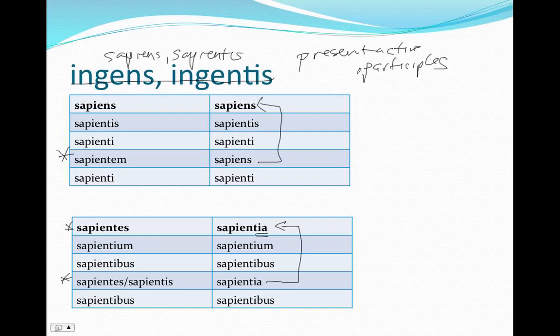And all present active participles, regardless of what conjugation they came from, are going to decline this way. The only difference is going to be first conjugation verbs are going to have an A here, so vocans, vocantis, and the rest will have the E.